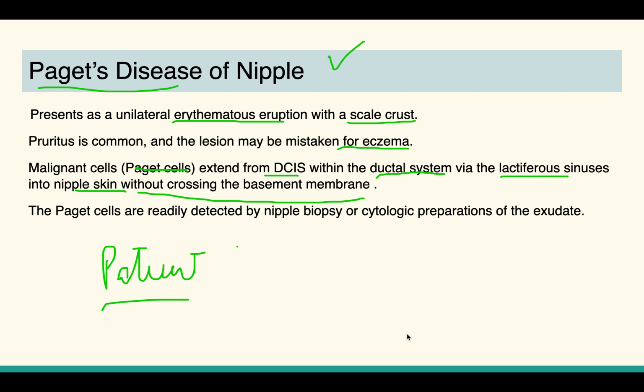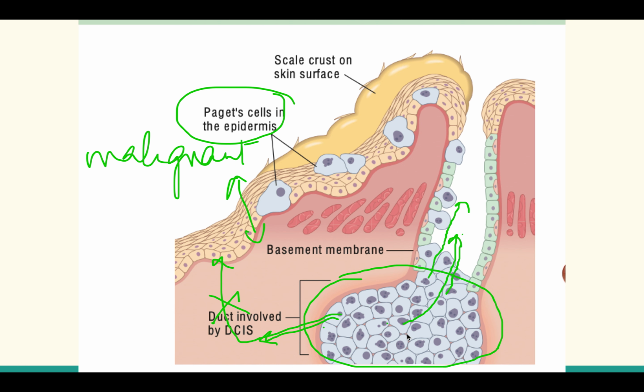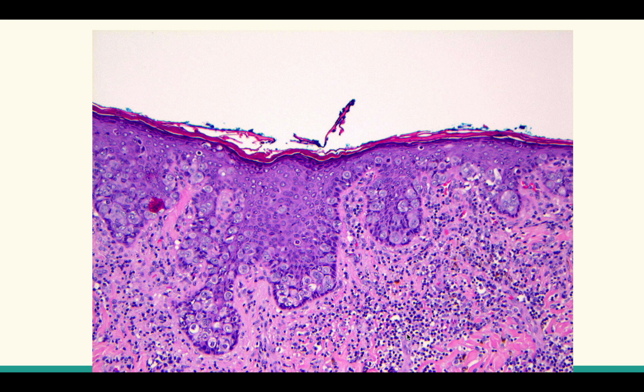The advantage of this is that you can readily detect them. When you are doing a nipple biopsy, or the patient presents with eczema and there is an exudate present, you can do a cytological preparation of that exudate and then you can see these cells. They do not worsen the prognosis of the person, because it is an invasive carcinoma that matters.